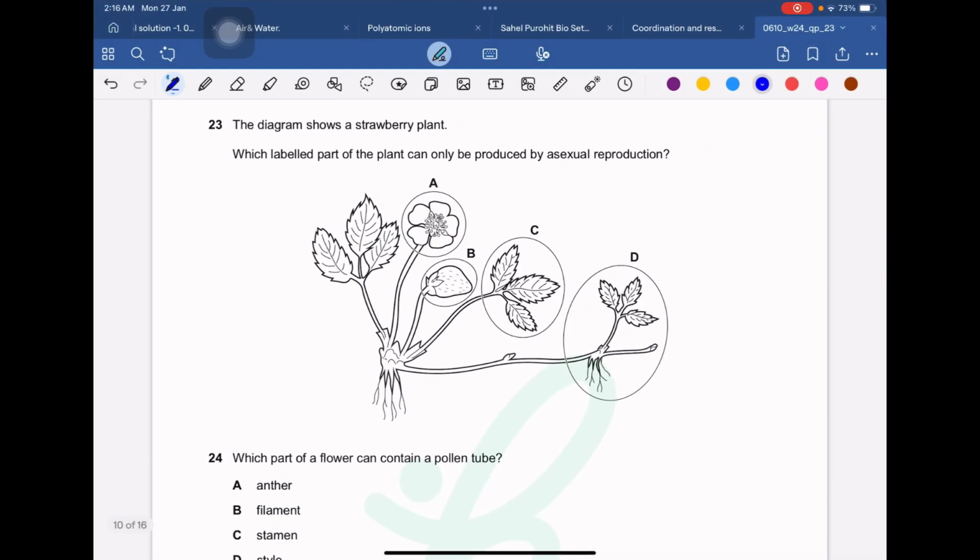Let us start with question number 23. It says the diagram shows a strawberry plant, which labelled part of the plant can only be produced by asexual reproduction. So we can see in this diagram that part A, B and C are growing out of a seed, which is flower, the fruit and the leaves. Whereas the D I can see is due to asexual reproduction, that is vegetative propagation. That's why the answer for this will be D.